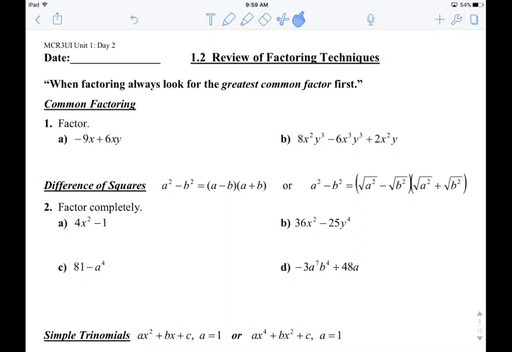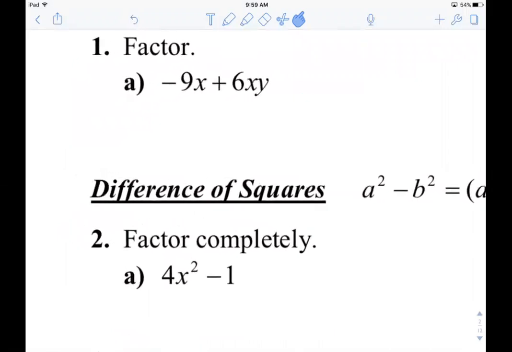Now, factoring is something you would have learned last year in grade 10, and you would have learned a few different techniques for it, which we're all going to review in this lesson. But it's also really important to remember that when we're factoring, we always need to look for the greatest common factor first, which means common factoring itself is the type of factoring we need to make sure we review and understand before we go any further in this. So let's do that with this first one.